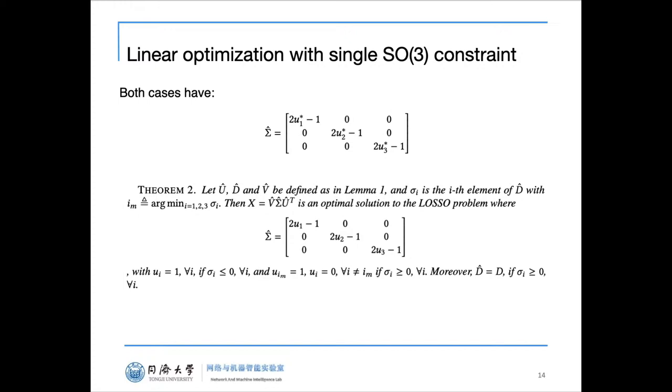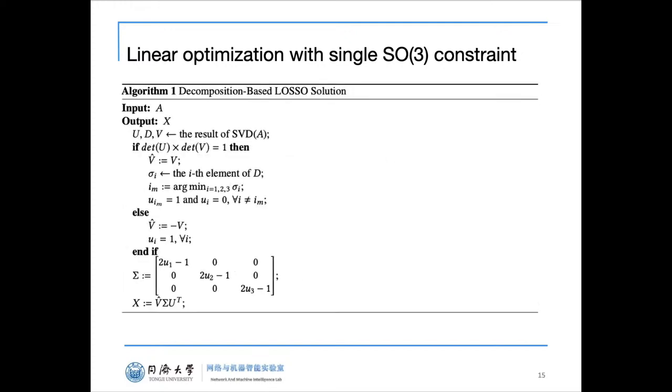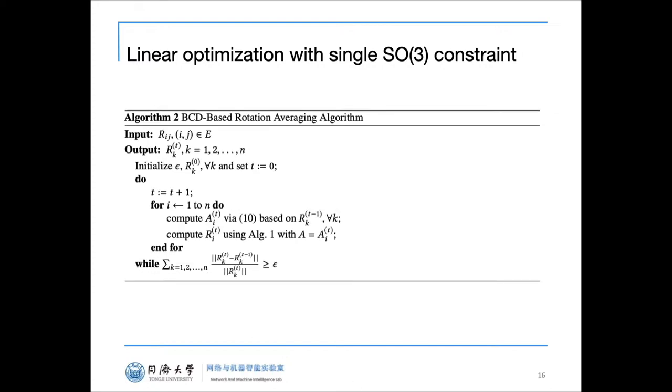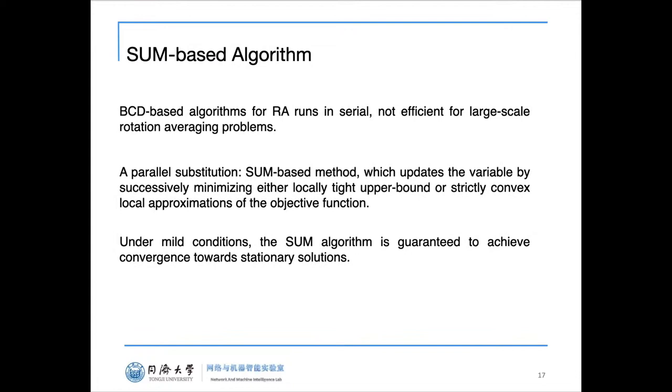According to the above results, we have the following key theorem. Based on Theorem 1, we give the procedure for solving the problem in Algorithm 1, which is frequently called in both BCD-based and SUM-based rotation averaging algorithms. Furthermore, we present the BCD-based rotation averaging algorithm in Algorithm 2. Clearly, the BCD-based rotation averaging algorithm runs in serial.